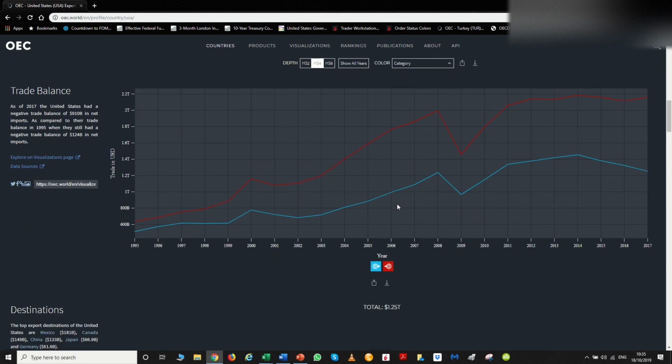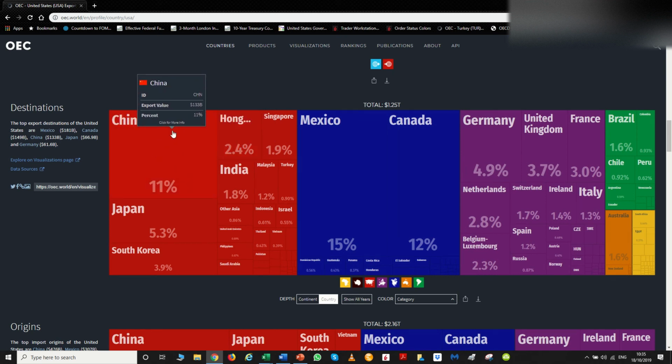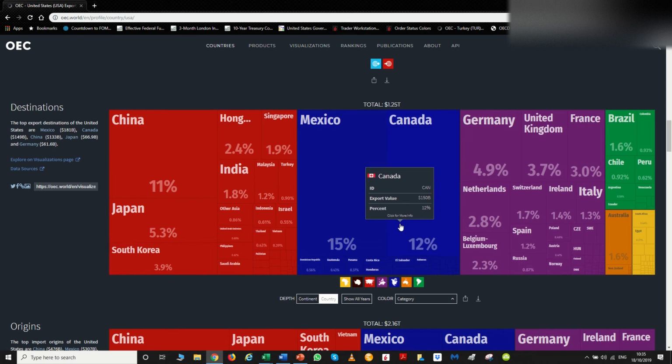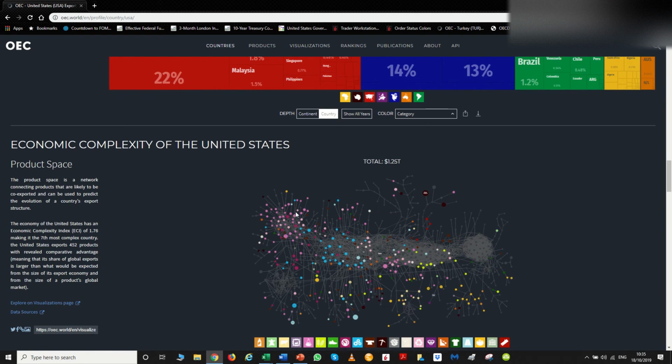Tell you the trade balance as well, and it will tell you from which destinations that they are exporting to. So top export destinations: China 11%, Canada, Mexico seem to be the big winners here. And then where are they importing from? A lot from China, a lot from Mexico, and a lot from Canada as well. And there's some other measurements here as well.